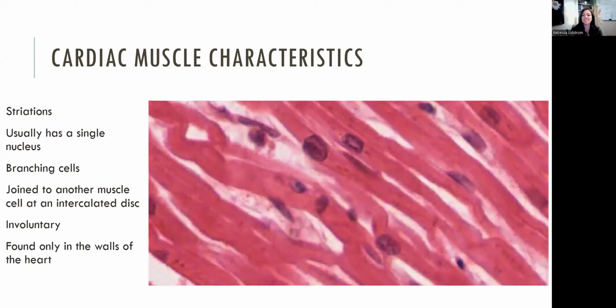The third group is cardiac muscle, and these are going to have striations and usually a single nucleus. They're going to be branching cells, and they're joined together by something called an intercalated disc. And these are unique to the heart muscle and allow for a more unified contraction of the muscle themselves. Of course, these are involuntary. We're not thinking about contracting our heart, and they are only found inside the heart itself.